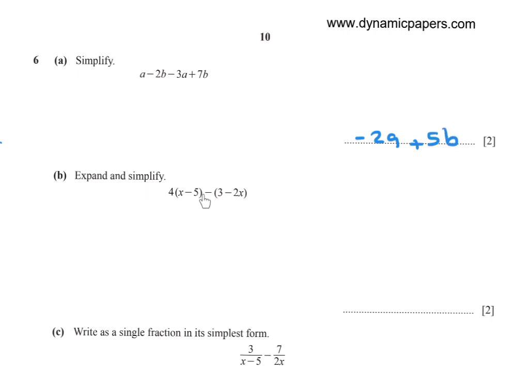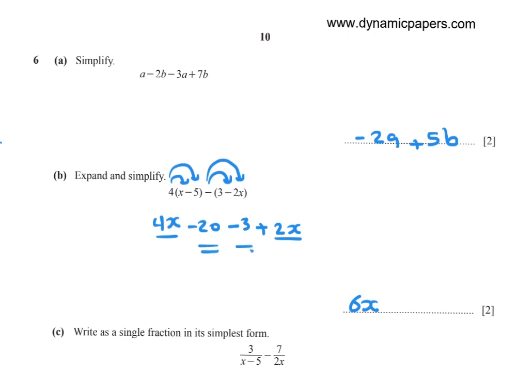Expand and simplify 4 times x minus 5, minus bracket 3 minus 2x. So expand: 4 times x is 4x, 4 times negative 5 is negative 20. Then negative 3: if you have a negative outside the bracket, this means negative 1. So negative 1 multiplied by 3 equals negative 3, and negative 1 times negative 2x equals positive 2x. Now combine the like terms: 4x plus 2x equals 6x, negative 20 and negative 3 is negative 23.